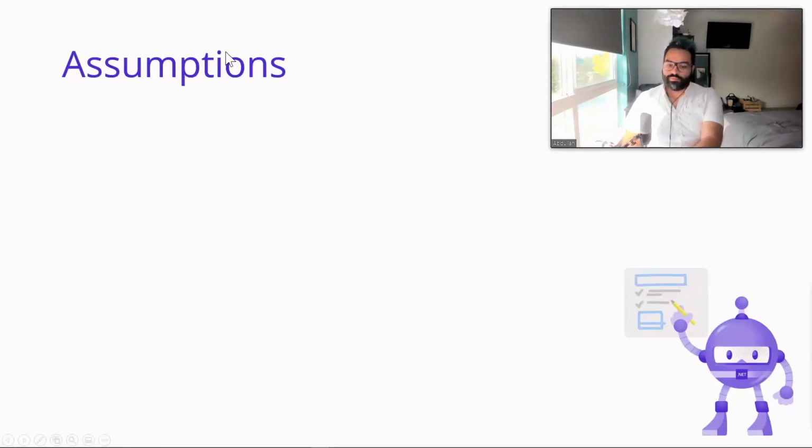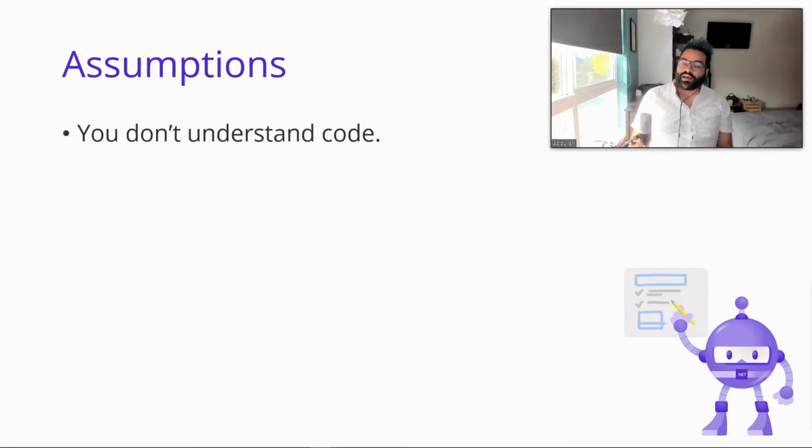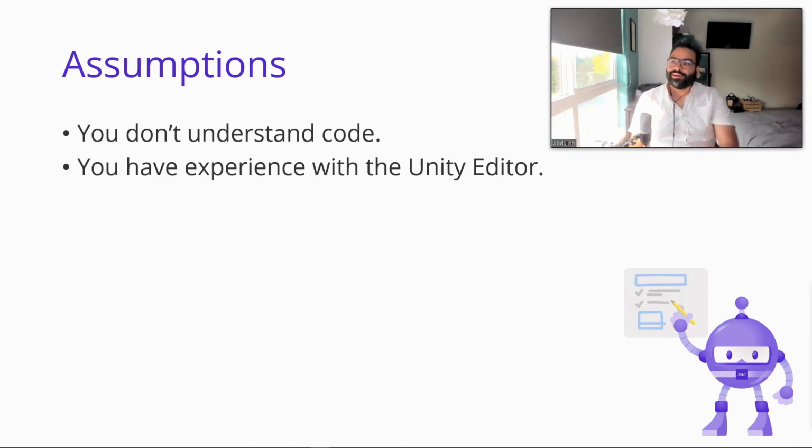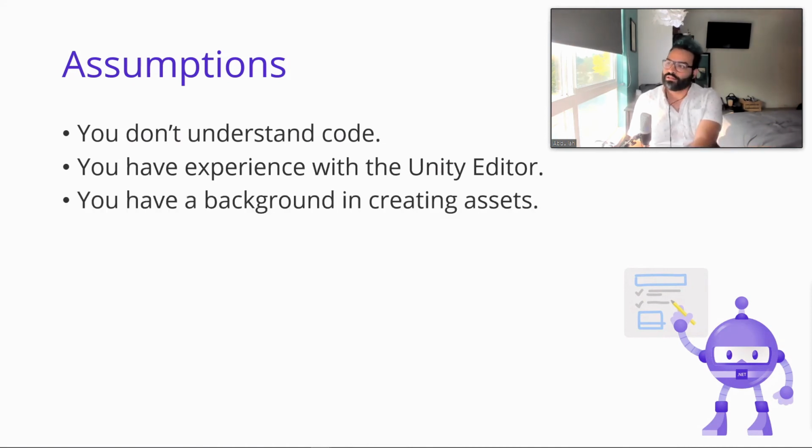All right. So here are some assumptions that I'm going to come into this presentation with. I'm going to assume that you don't understand code. Either you see it and you try to avoid it, or you read it and it just looks like gibberish to you. You might have experience with the Unity editor. You know what prefabs are, what components are, what a hierarchy view is, what the inspector window is, stuff like that. And also that you have a little bit of background in asset creation. You either used Photoshop before or something like that. I'm not going to depend heavily on that, but that's just in the background there.